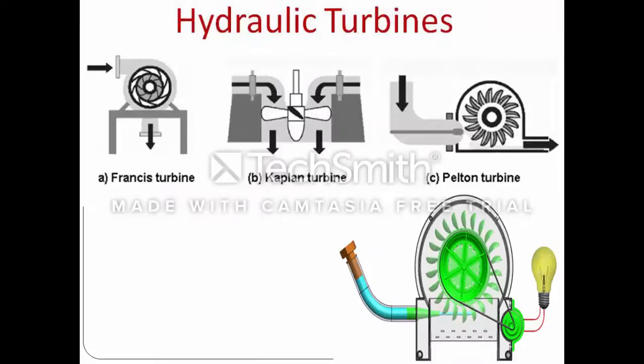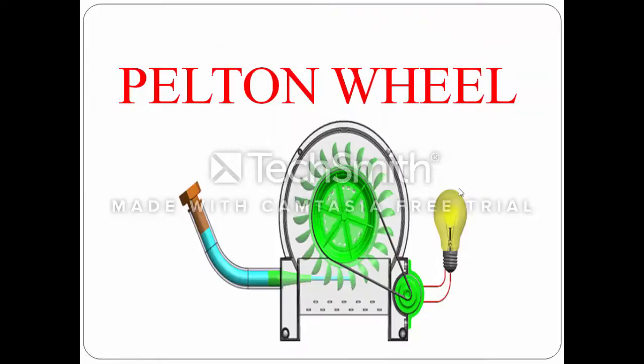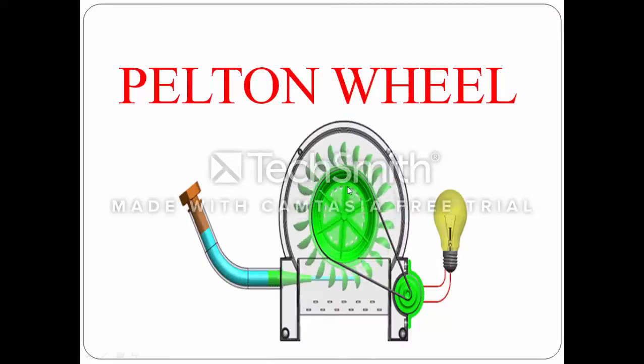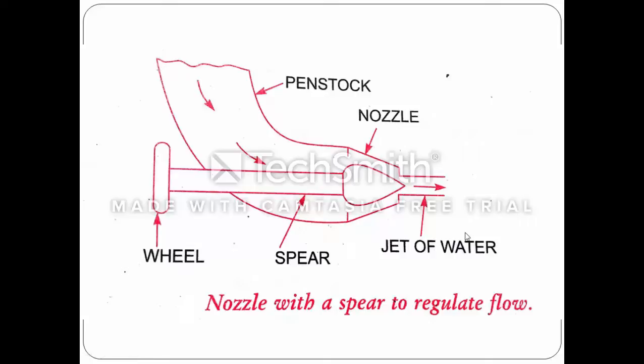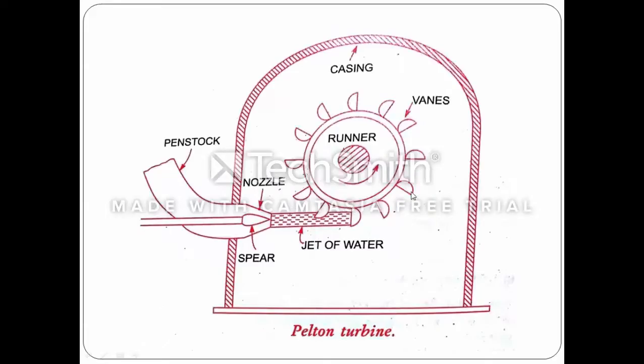In this image you can see the schematic diagrams of the Francis turbine, Kaplan turbine, and Pelton turbine. Now we will see one by one. In the Pelton turbine animation, it consists of a nozzle, a casing, and a turbine, coupled to a generator. There is a spear in the nozzle. The function of the spear is to control the flow of water from the nozzle, and the jet of water strikes the buckets on the wheel. So this is a Pelton wheel.